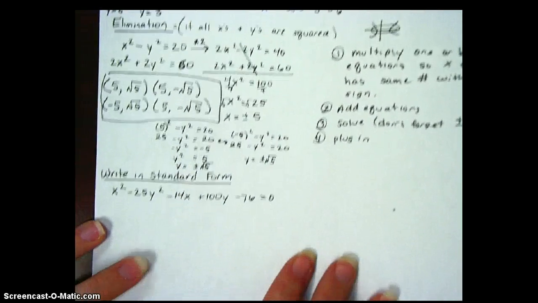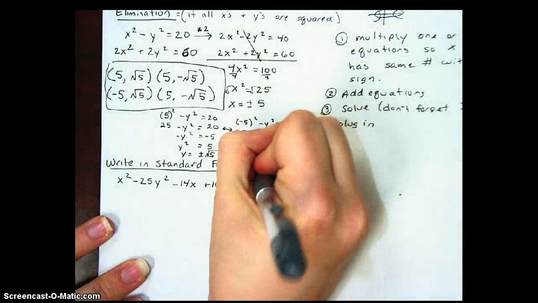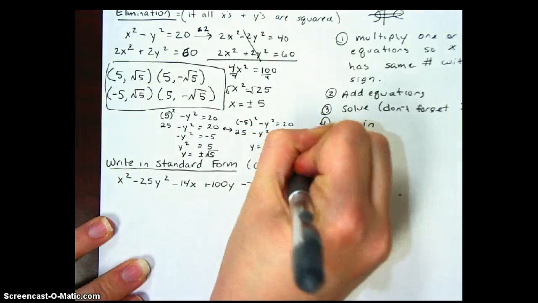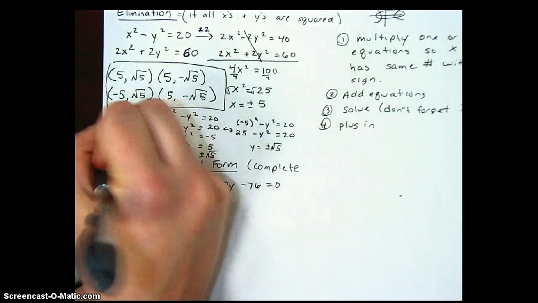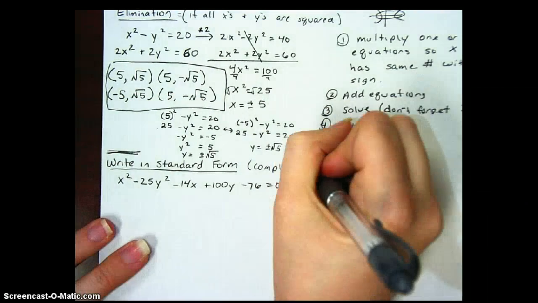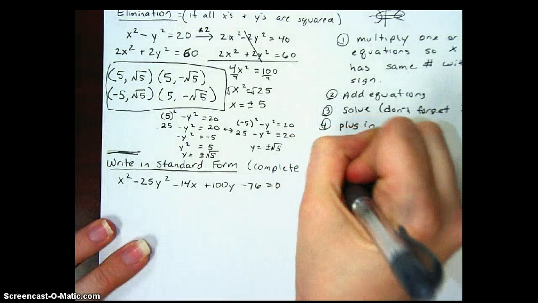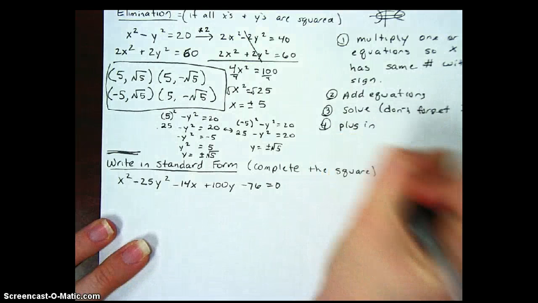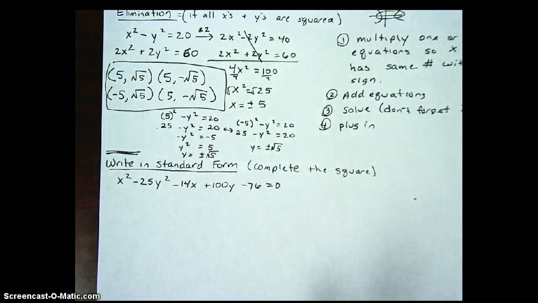Finally, we're going to write our equation in standard form. This is where we use complete the square. So these would be a completely different set of directions. These are completely different types of problems. These first two were intersection problems. Here we write in standard form, and we're going to do that by completing the square. So here it just wants you to put this into standard form. It'll probably ask you to label the vertices and the foci as well.